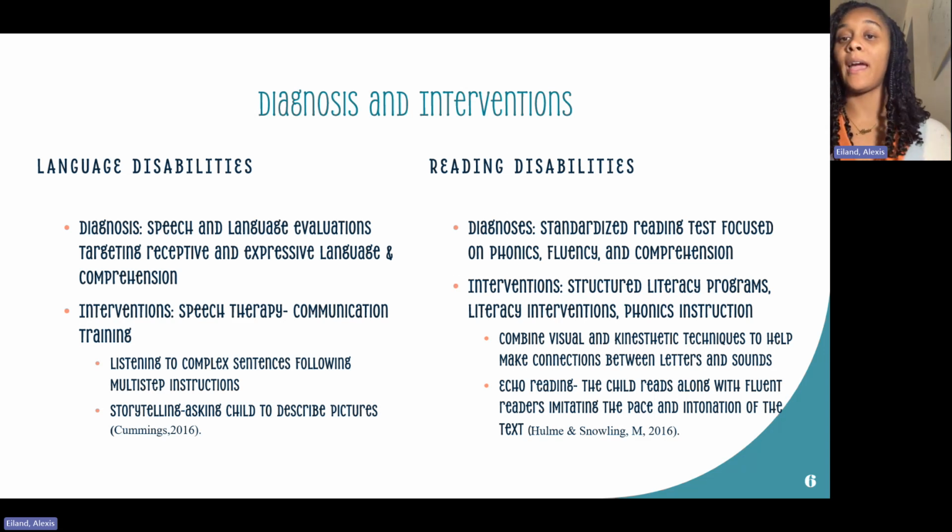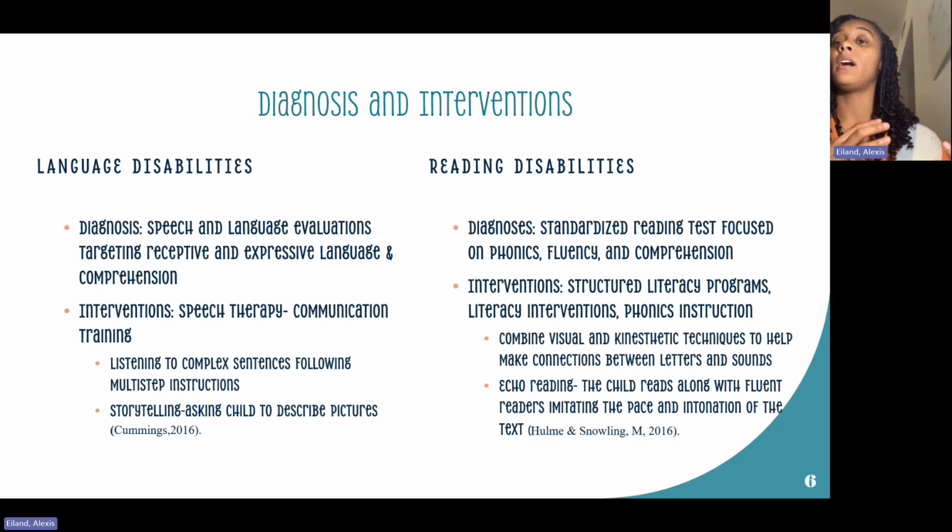And also storytelling, asking a child to describe pictures in a story. This is a tool that SLPs do to see where the child is at on their language development, and it can also display if a child is a little bit behind their age group. So moving on to reading disabilities.